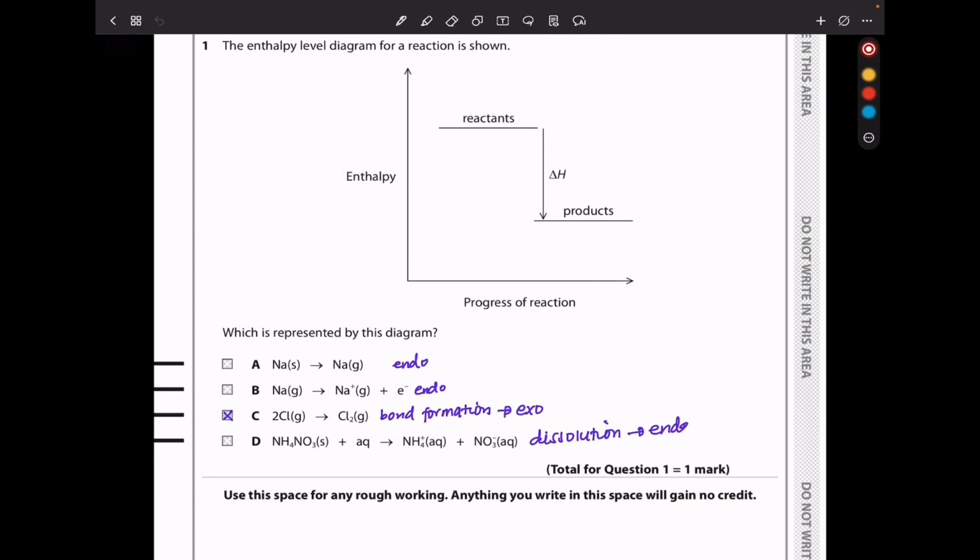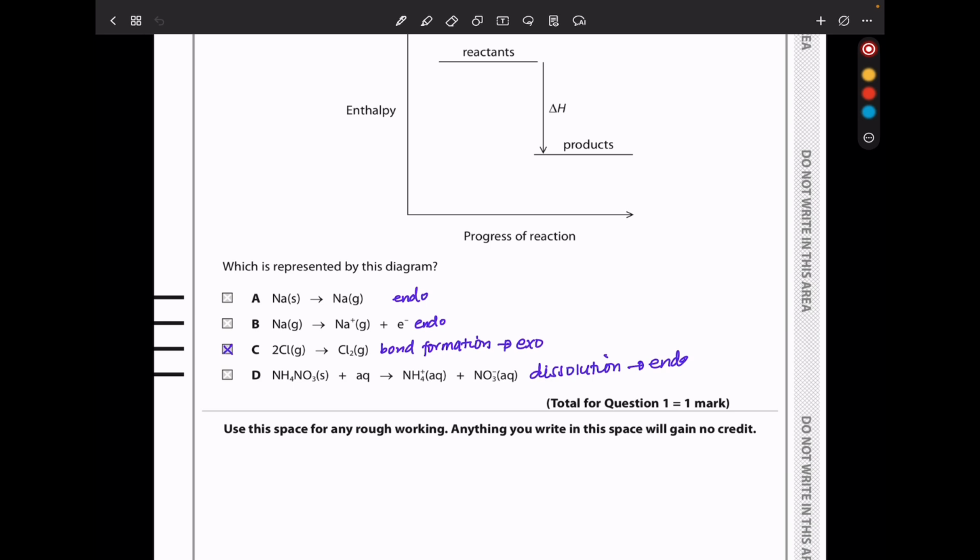We have the enthalpy on the vertical axis and progress of reaction, and then the reactants and the products. This is an exothermic reaction. They say which is represented by this diagram. If you look at A, this is converting a solid into a gas. This is going to be endothermic. Energy has to be supplied, so A is wrong.